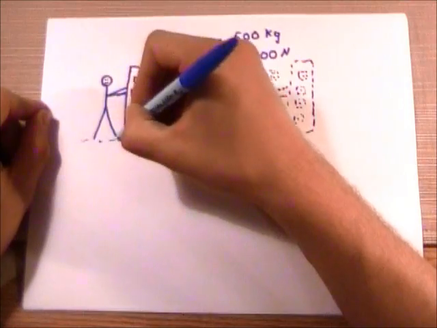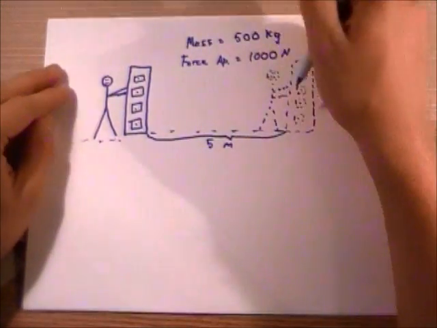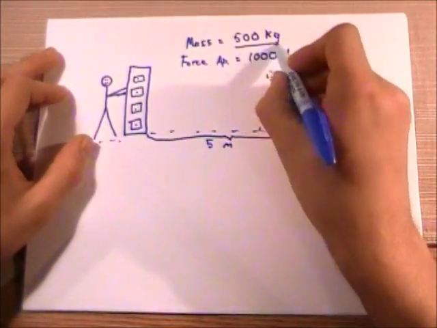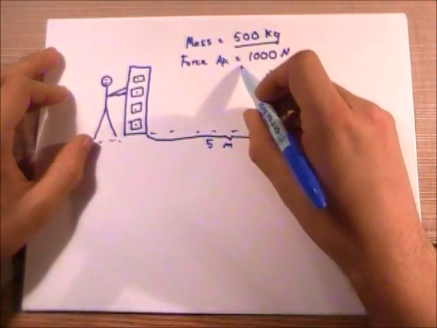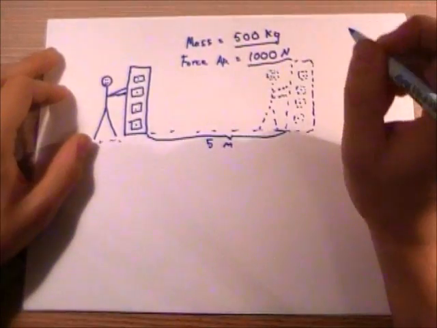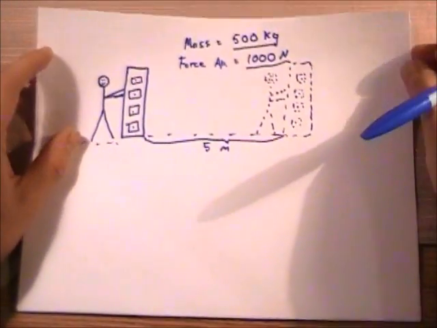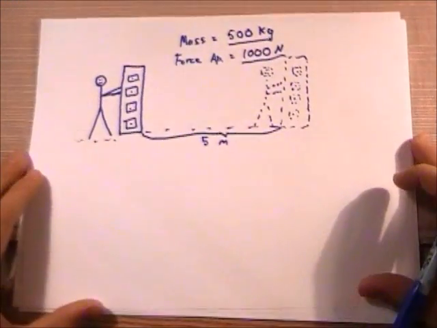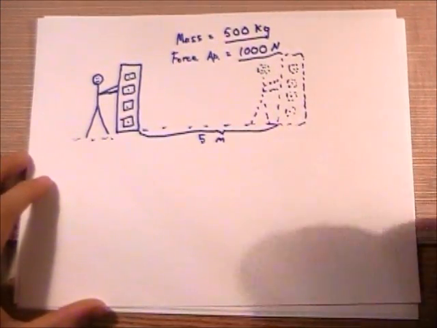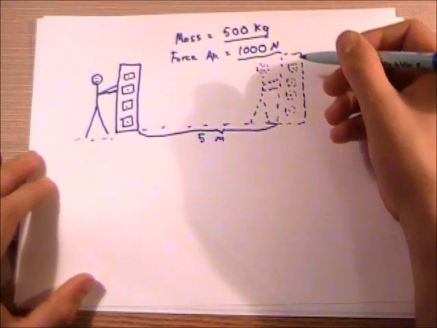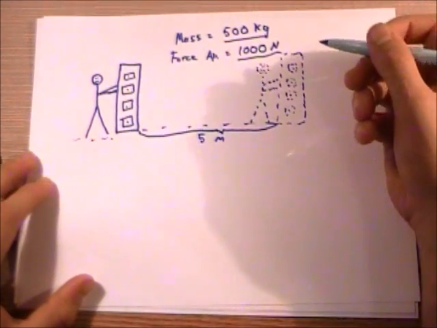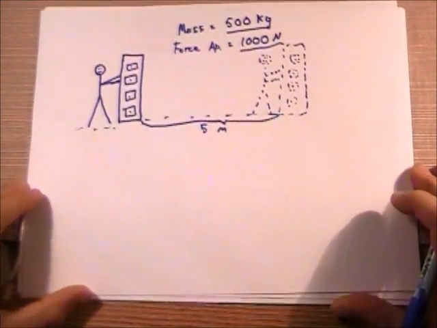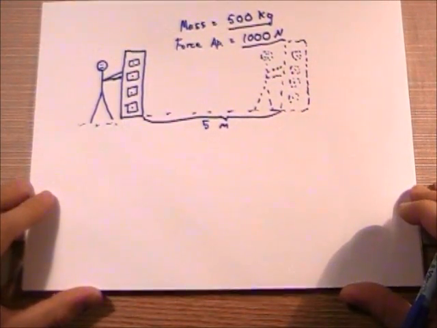You're trying to push a filing cabinet across a floor. You are trying to push a 500 kilogram filing cabinet, and you can apply a force of 1,000 newtons. You're going to push this filing cabinet at a constant velocity the entire time for 5 meters. And what we want to calculate is our coefficient of friction for the system.